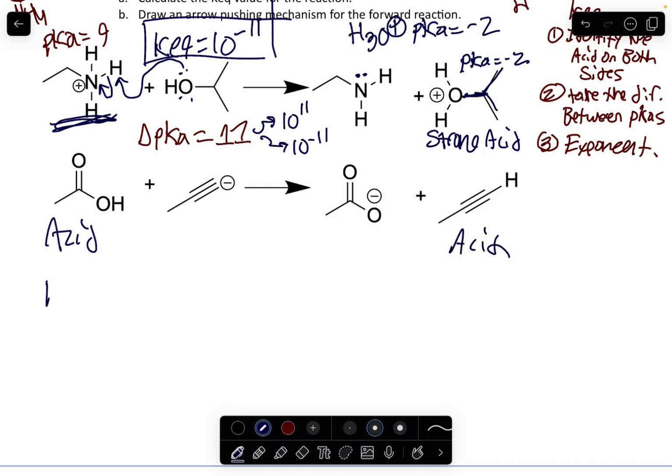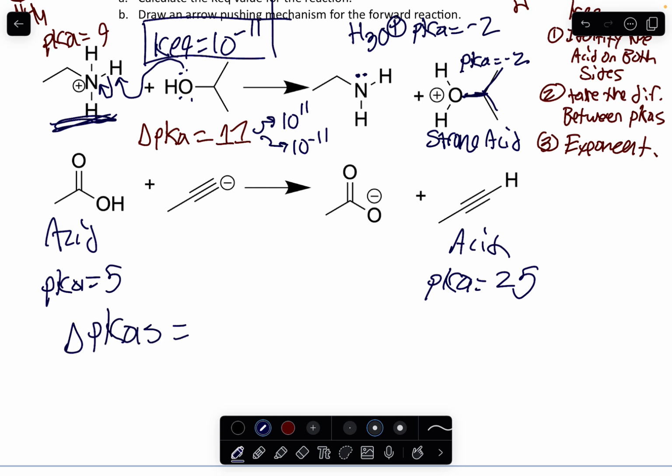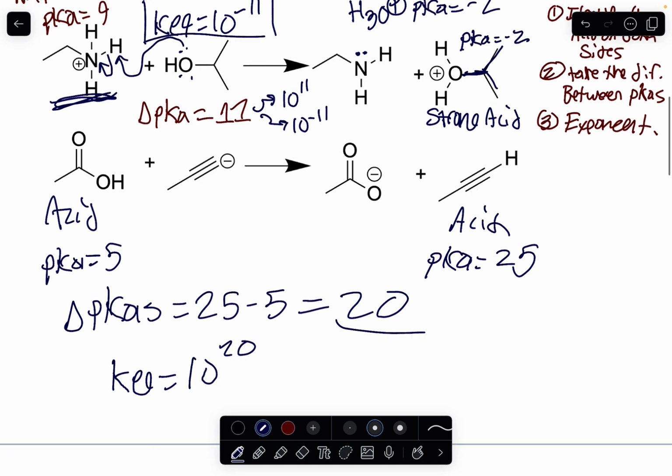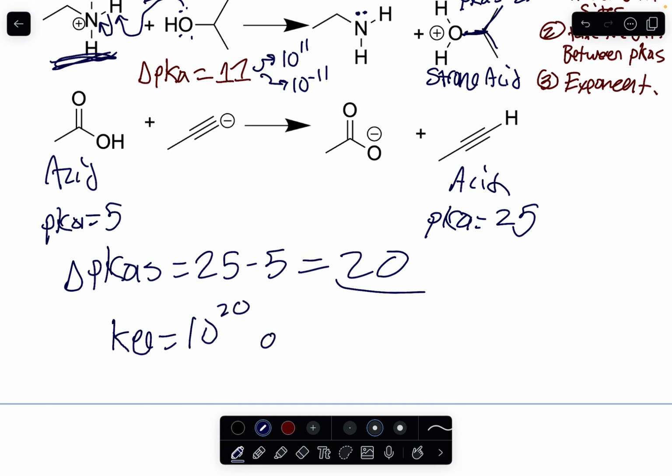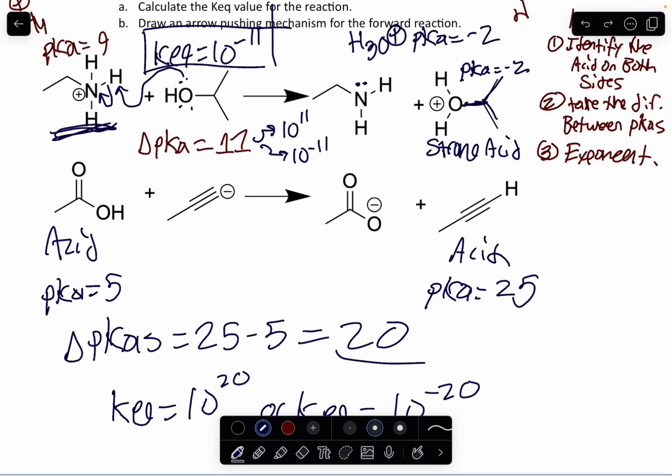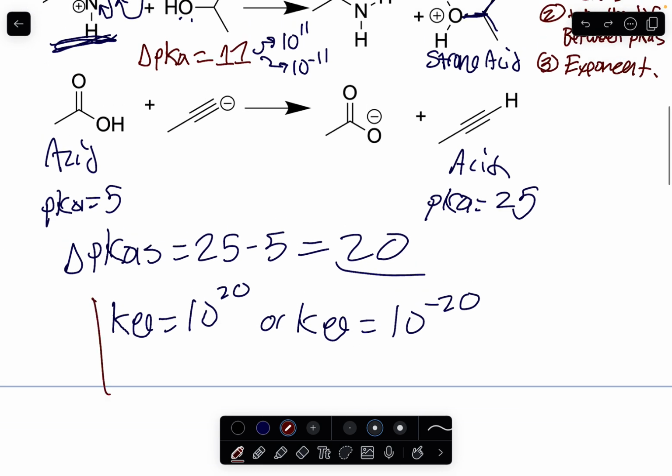The pKa of a carboxylic acid is 5, and the pKa of an alkyne is 25, just like we listed above. We calculate the difference in the pKa's. That's going to be, in this case, 25 minus 5, which is 20. Now we need to decide, is this reaction going uphill 20 points, or is it going downhill? In this case, our stronger acid is over here. It's the acetic acid. The lower pKa means it's a stronger acid. And that means that the reaction will be favored forward, meaning the KEQ is positive 20.